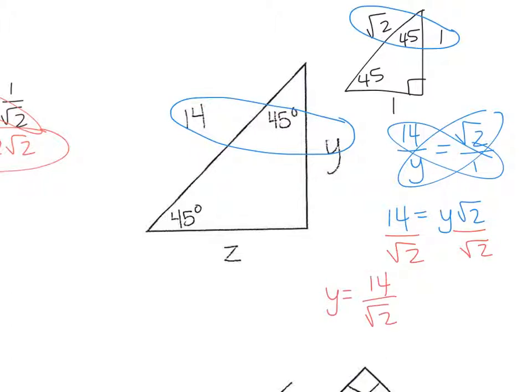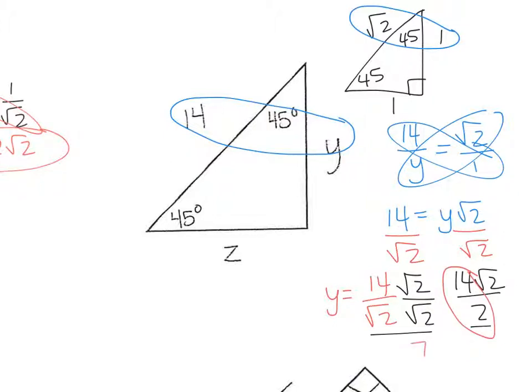But remember, we want to rationalize our denominator. So I multiply the top by root 2 and the bottom by root 2. So it's 14 root 2 over 2, because root 2 times root 2 is 2. And at the end, this can still simplify more because 14 divided by 2 is 7. So this is 7 root 2. That's y. Now, since it's isosceles, z is the exact same. It's 7 root 2.